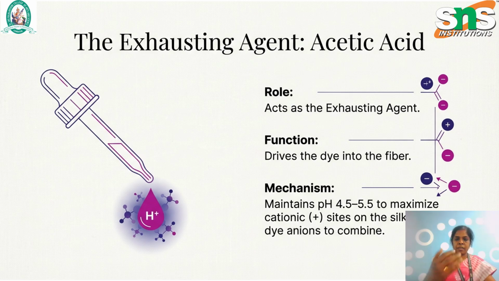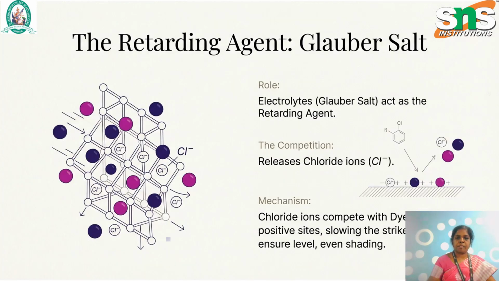Here we have the different functions of the different agents which are being used. Acetic acid, the most important exhausting agent, acts as a driver to take the dye into the fiber. A pH of 4.5 to 5.5 is used. What is the use of Glauber's salt? It acts as the retarding agent and helps in even dyeing. Or else, if you are not using Glauber's salt, it may result in uneven dyeing. It helps in regulating the release of chloride ions and hence slows down the process of dyeing, which results in even shading.